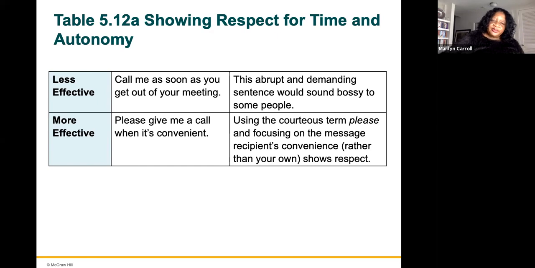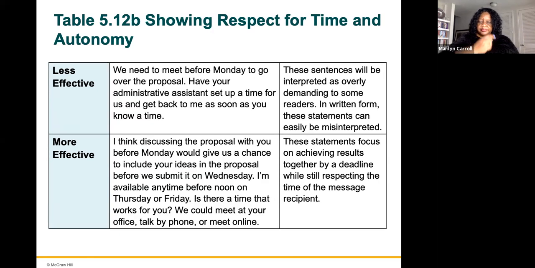So the more effective way would be, "Please give me a call when it's convenient." Using the courteous term "please," and focusing on the message recipient's convenience rather than your own, shows respect. And in management, you have to be careful with that, because a lot of times managers would use that inappropriately. They will show that, hey, I am the boss. We know you're the boss.